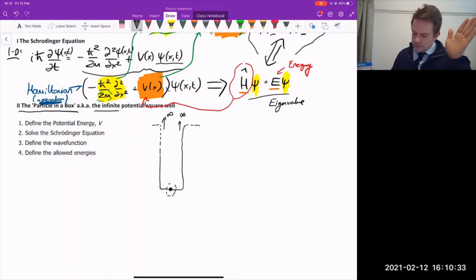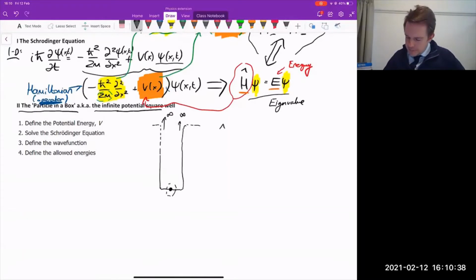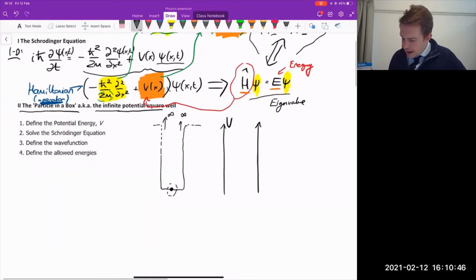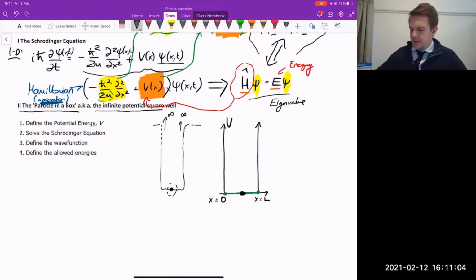So what this infinite potential square well means really is that the particle is lying in a potential well. It could be gravitational, it could be electric, and it's completely trapped between x equals 0, let's say, and x equals L. So what we're doing is we're confining a particle to a line in one dimension between 0 and L. And so the sides of this potential well are infinite. There's no chance of the particle getting out.